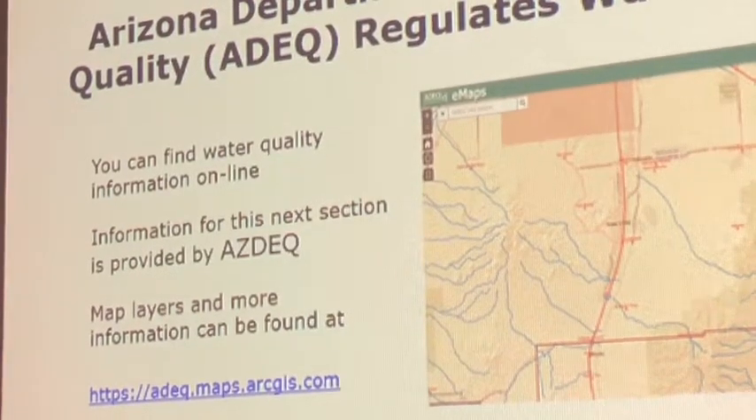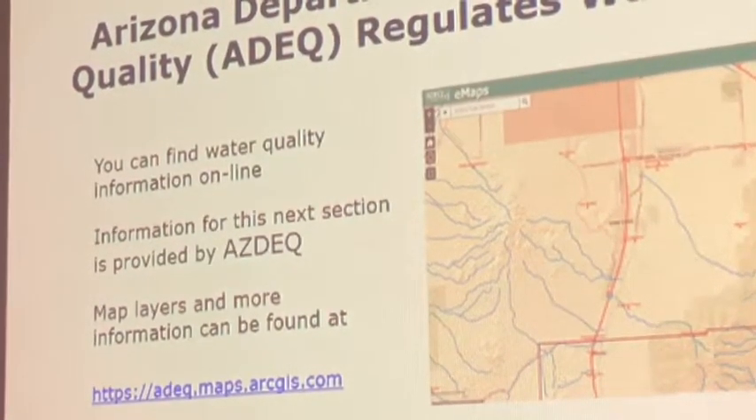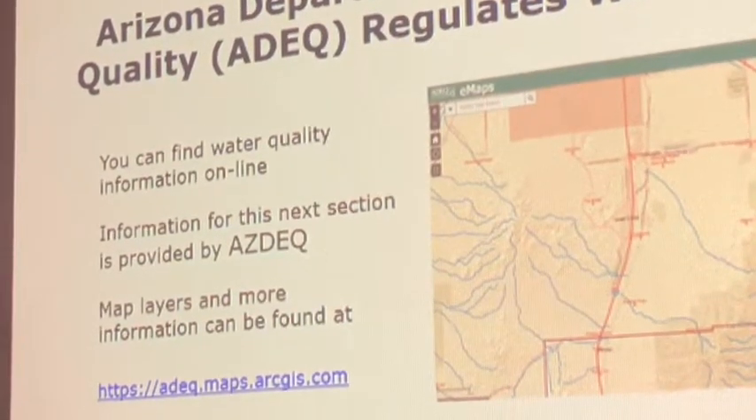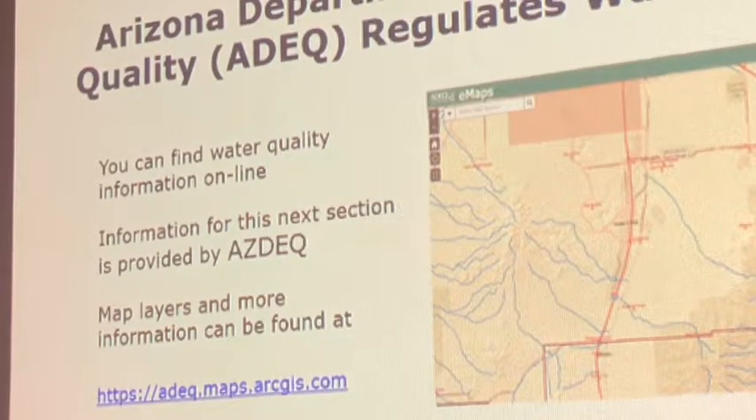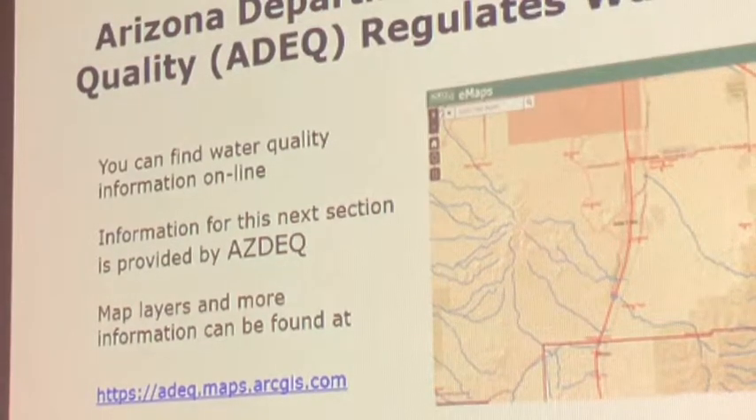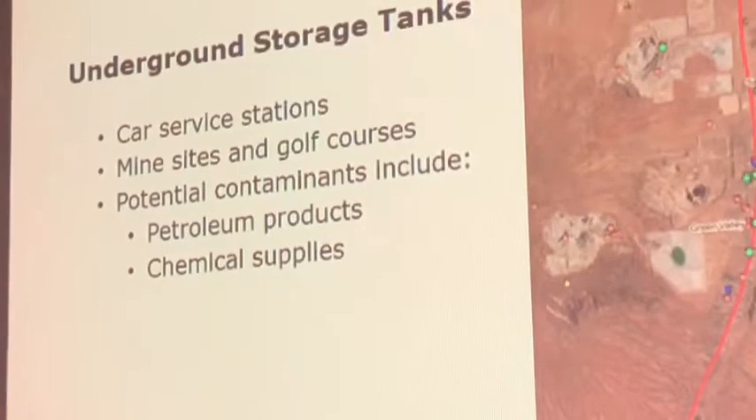You can find out a lot of information from the Arizona Department of Environmental Quality, and here's a website. We will post all this information so you'll be able to go back and look at this in the future. They have a lot of maps, they have a lot of data, but it can be a little challenging to get through it and figure out what's important and what's not important. That's always a challenge with technical data.